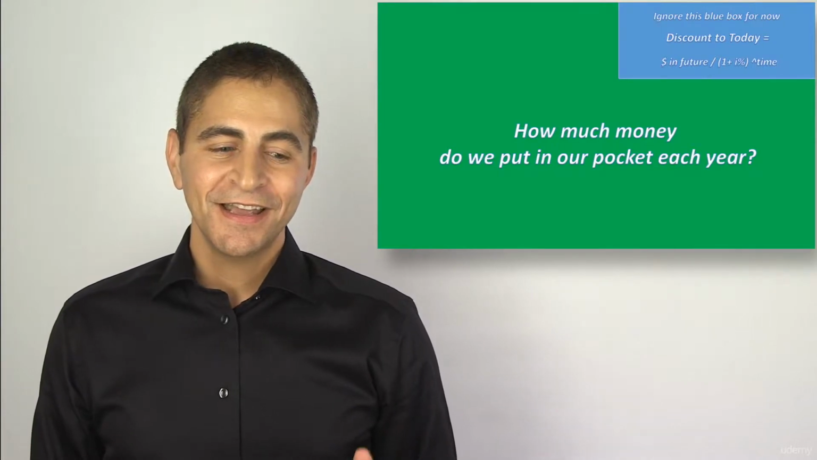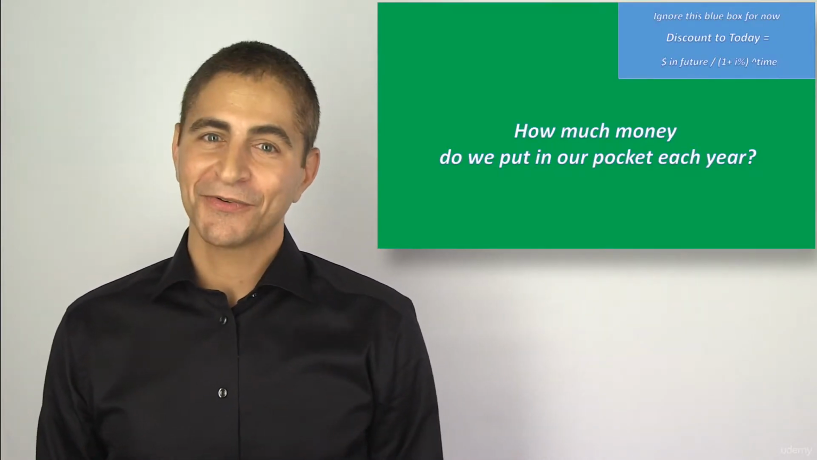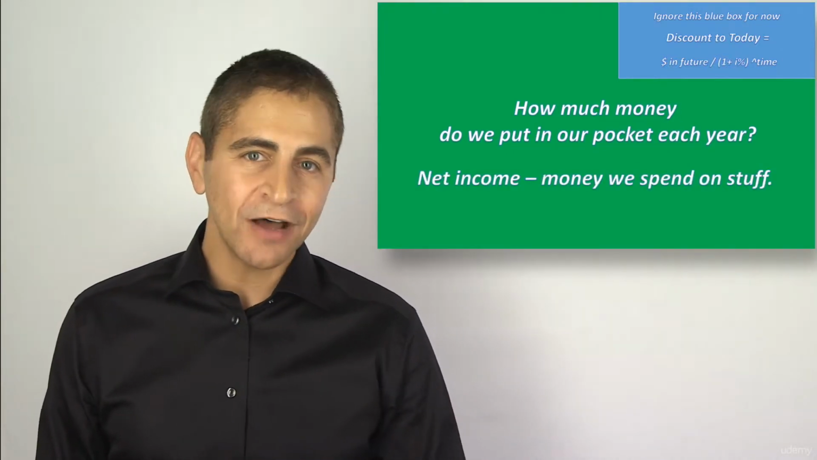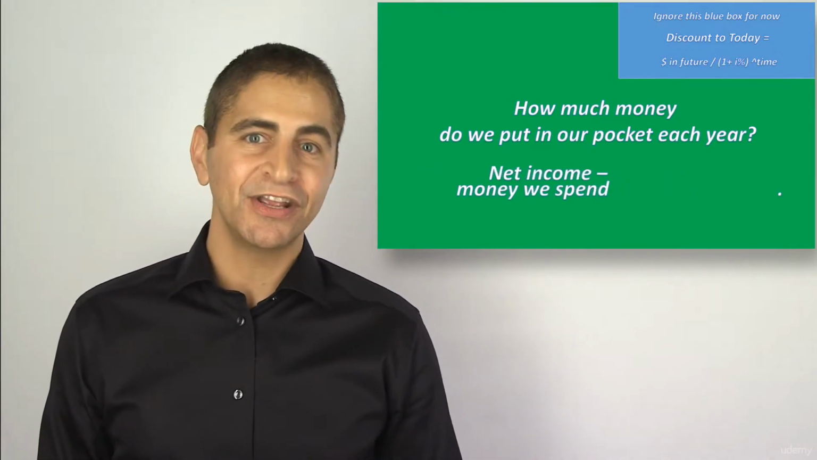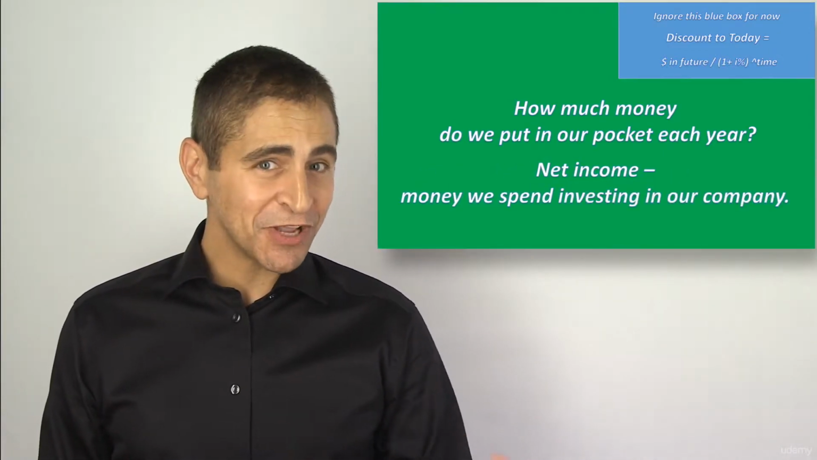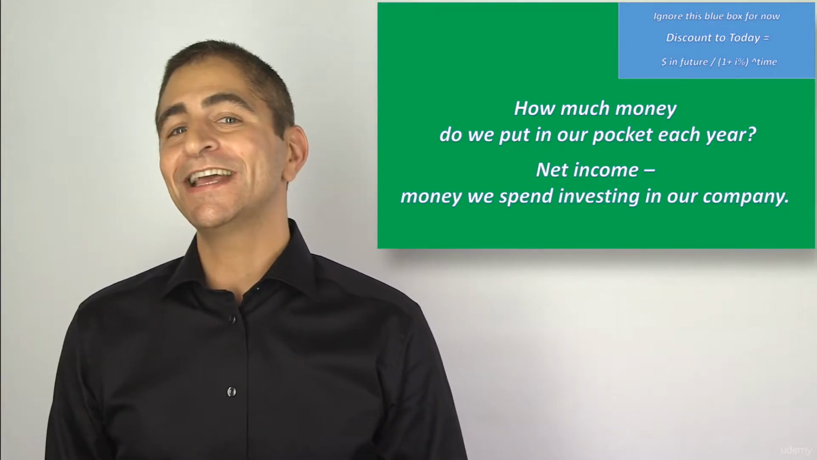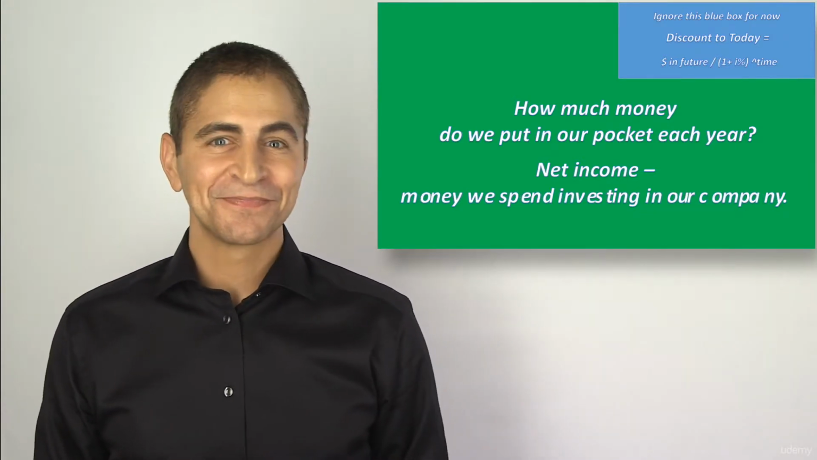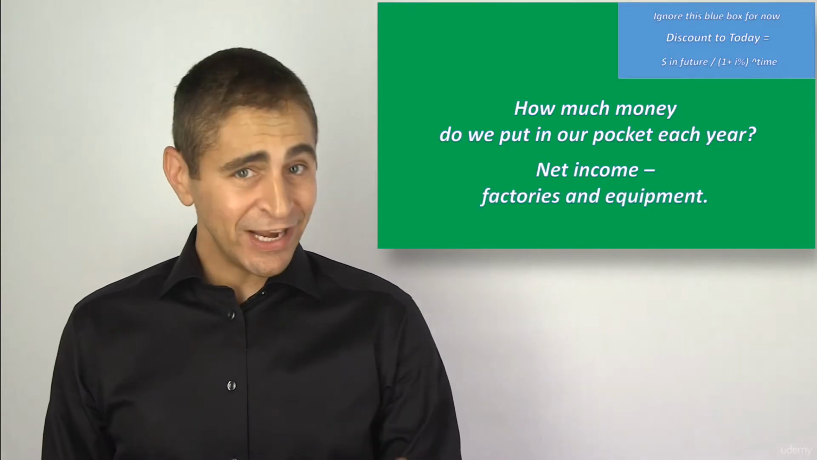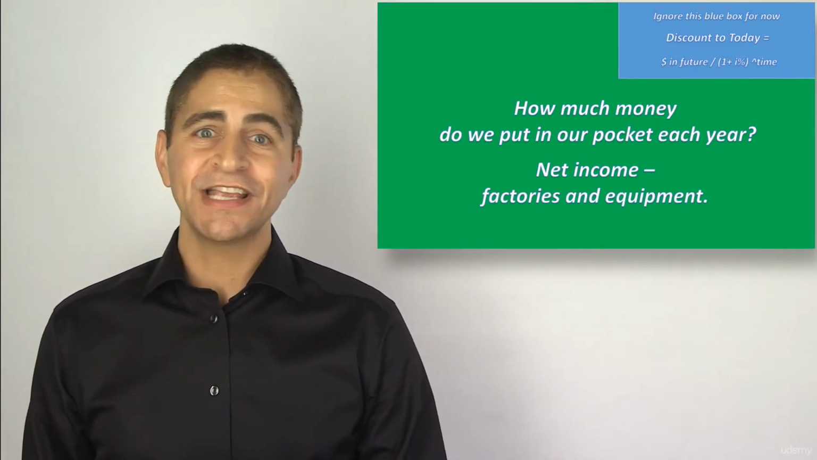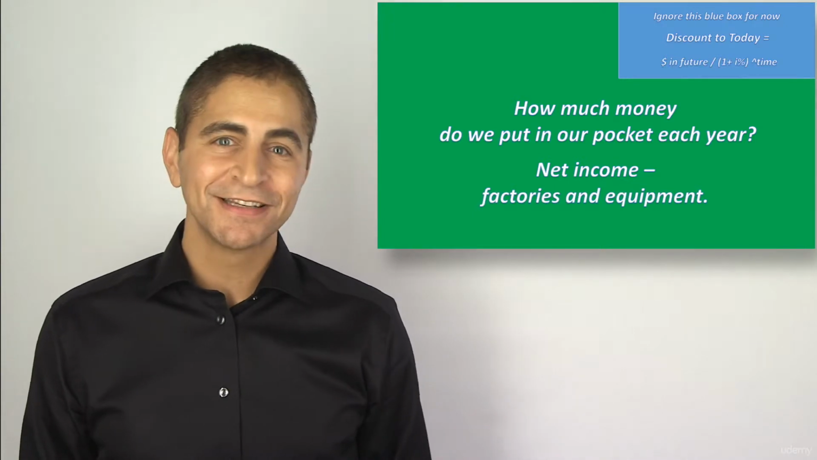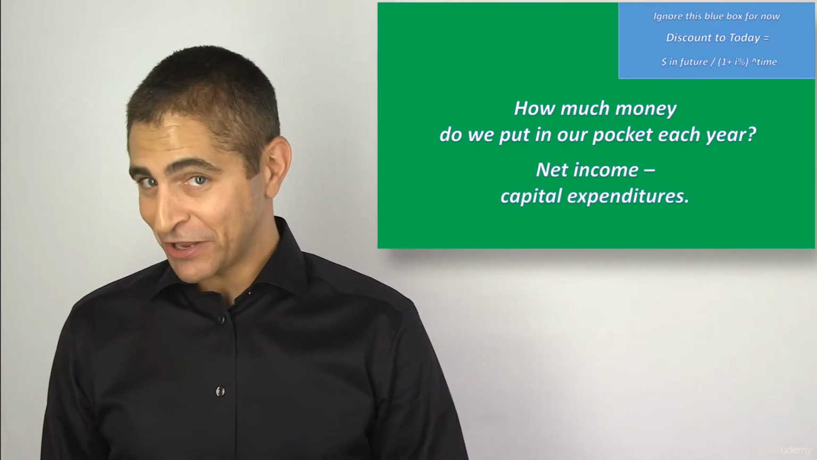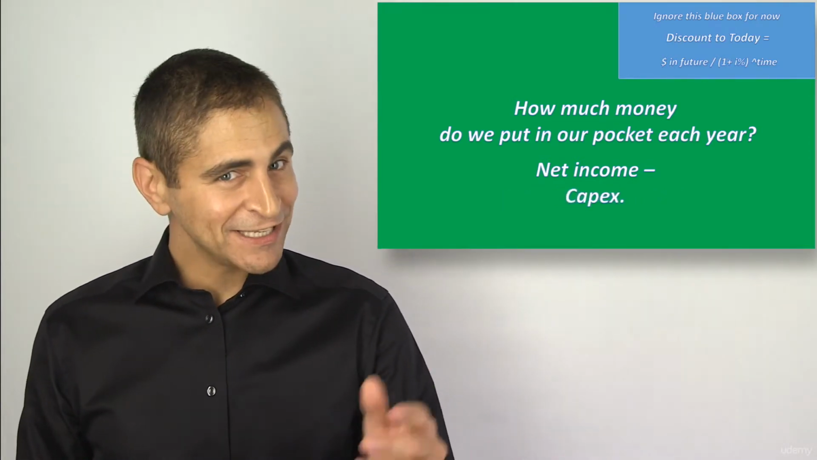So how much money do we put in our pocket every single year? Well, we know that net income minus money we spend on stuff is supposed to be what we put in our pocket every year. The way it works with companies is net income minus money they spend investing in the company is how much money they put in their pocket every year. Stay with me on this. So net income minus factories and equipment, which is the same thing as saying net income minus capital expenditures. Net income minus CapEx, same thing.